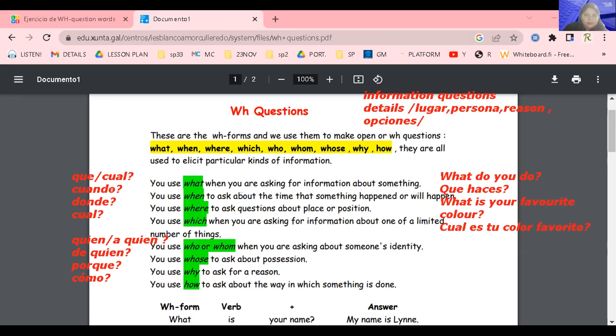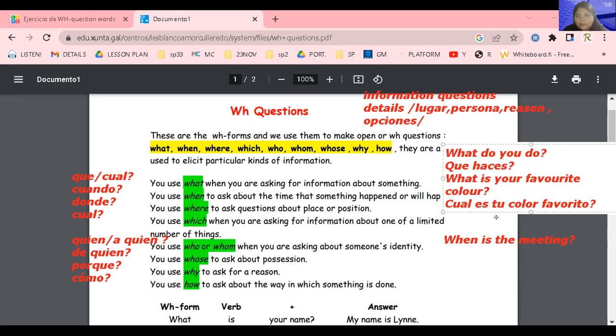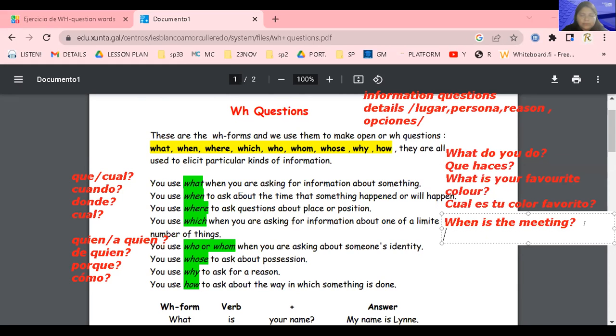Entonces, ya una vez conociendo los significados, ya sabemos a qué nos estamos refiriendo. ¿Cuándo? Para preguntar acerca de tiempo, en el tiempo en el que algo sucedió o va a suceder. Por ejemplo, ¿cuándo es tu cumpleaños? Ah, en mayo. ¿Cuándo tienes la siguiente reunión? When is the meeting? ¿O cuándo es la reunión? Vamos a poner un ejemplo aquí. When is the meeting? ¿Cuándo es la reunión?